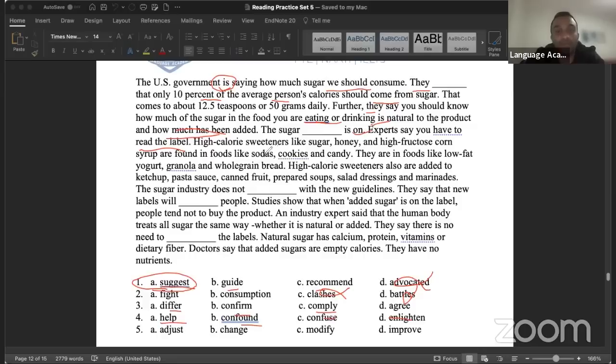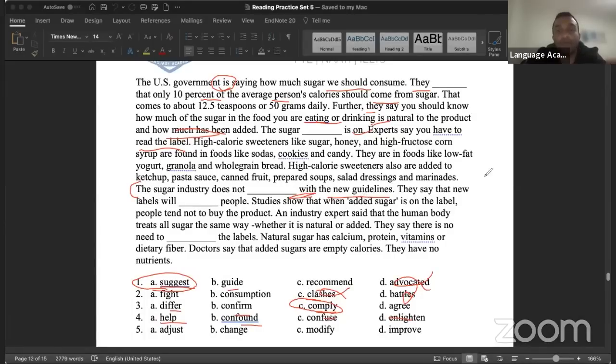Normally, just remember that whenever we talk about food, or sticking to the new guidelines or new rules, what word do we use? The right word is comply with. That's a collocation as well. You should comply with the rules. The restaurant industry should comply with the health regulations, something like that. You must have read these sentences. So the right answer here will be comply. Comply with, that's a very famous collocation.